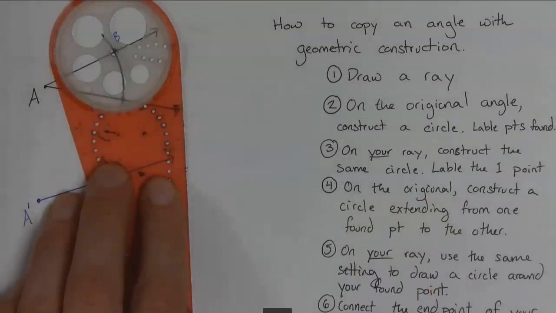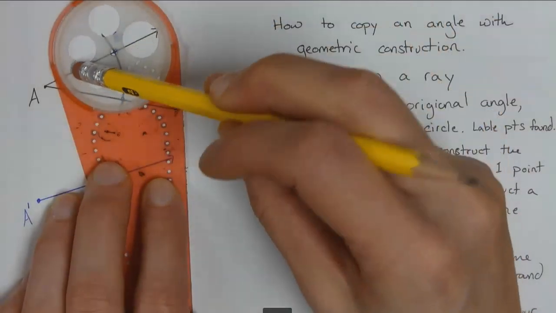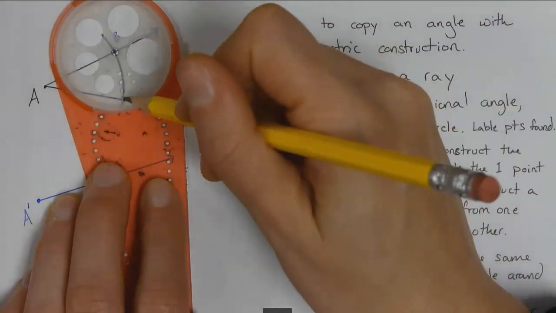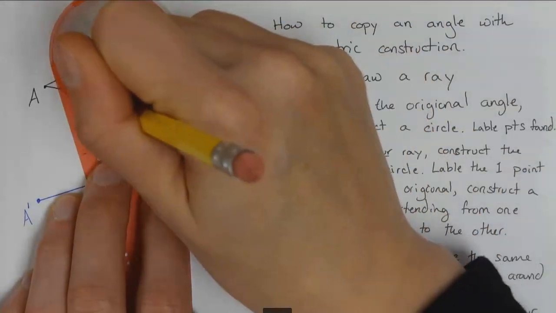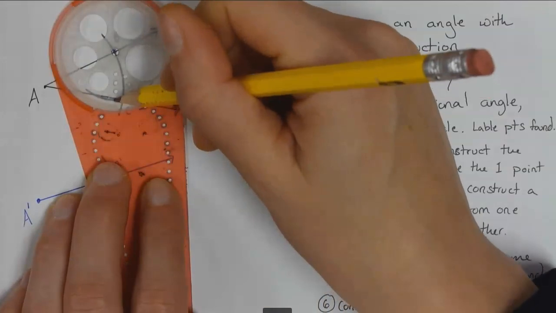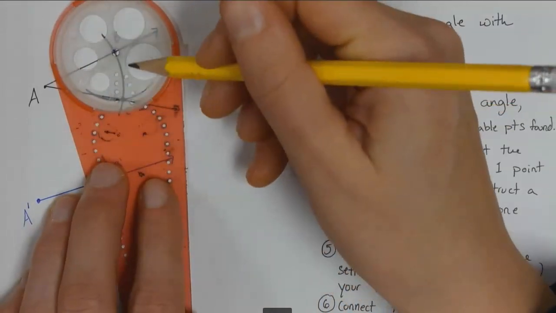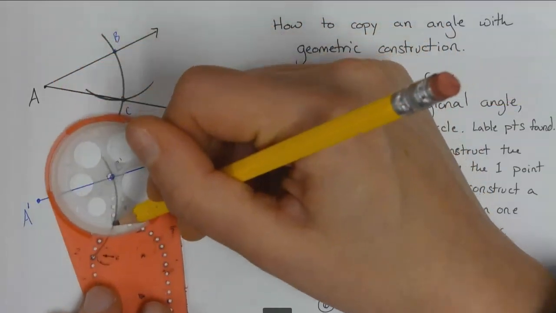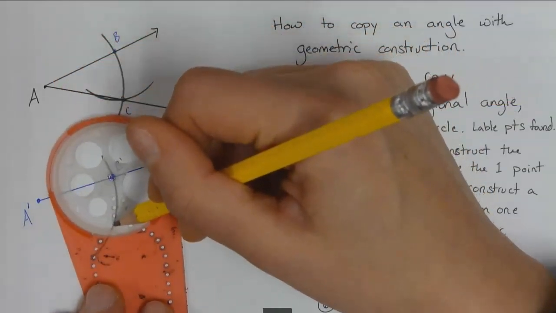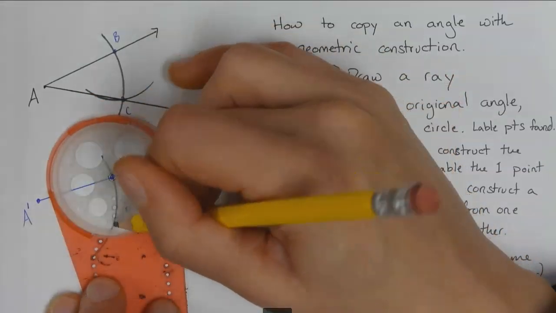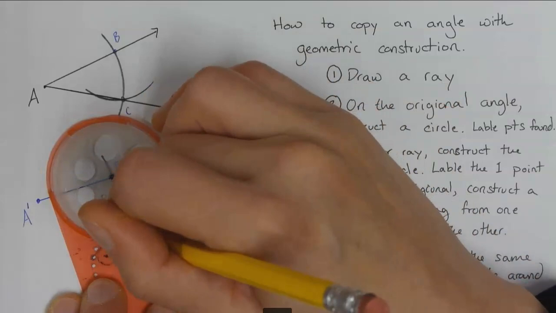So what I'm going to do is move this over and find the setting that best lines up with my point C on my original circle. And then I'm just going to go ahead and draw that circle, keeping the setting. Once I have this setting marked in my new image, I'm going to drop, again, the center around my new B, just like it used to be around the original B, and I'm going to just go ahead and draw a partial circle.